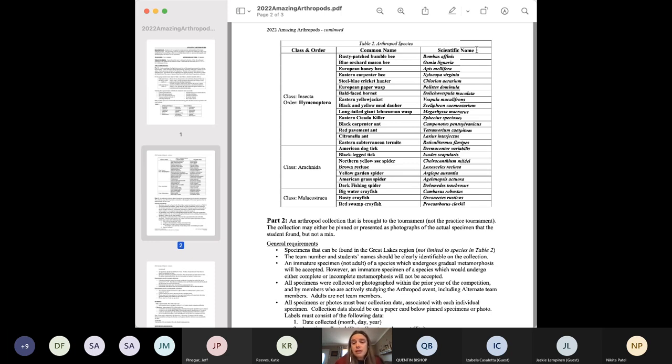But it's a process. I wouldn't advise diving into the species list until they know their orders. I wouldn't advise diving into the order list until they know their classes. It's just a process that is important to do.